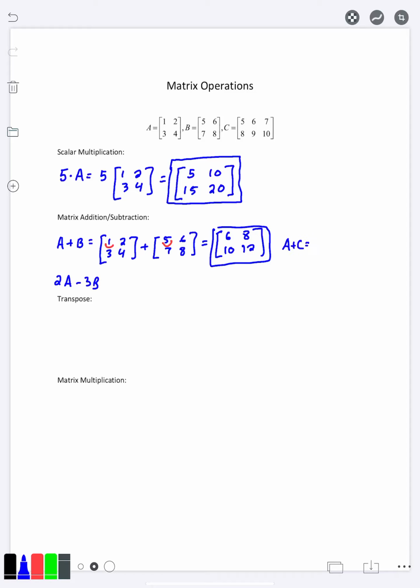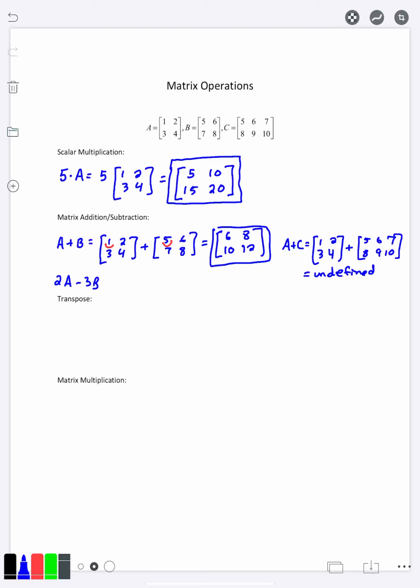If I tried to do A plus C, then I would have the following here: 1, 2, 3, 4, plus 5, 6, 7, 8, 9, 10. And the thing is, when I start trying to add them up here, I notice that I have 4 different numbers in A, but 6 of them in C. And the question is, how am I going to line them up to add which ones with which ones? It turns out we simply will not even try, and we will call this undefined. So that means that you can only add matrices or subtract them when they have the same size, the same number of elements in them. And if they're different, then you literally just throw up your hands, say I can't do it, undefined.